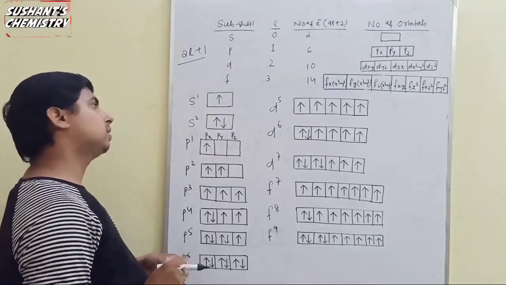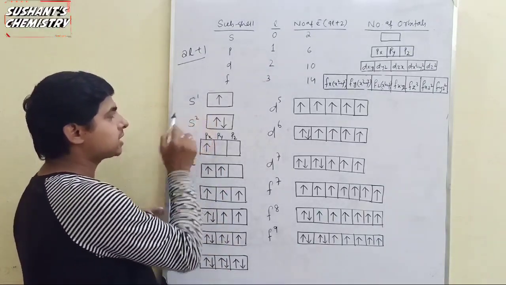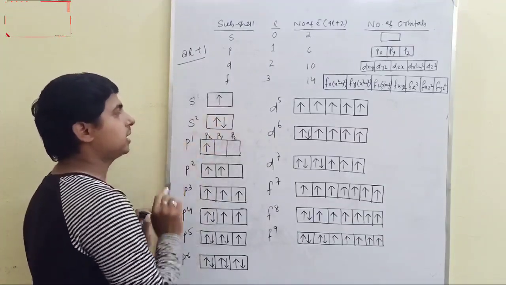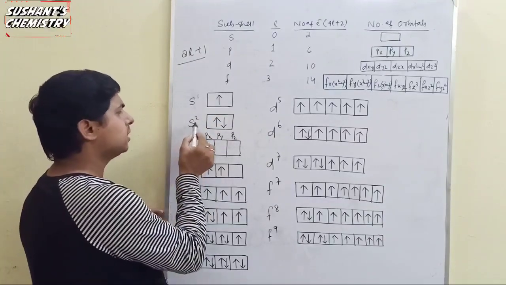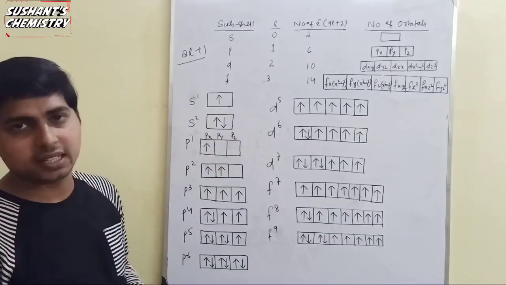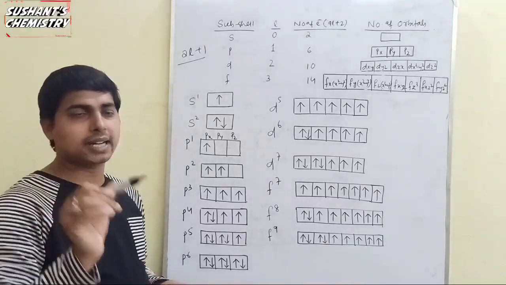By applying Hund's rule to s orbitals, here s1 means the s subshell contains 1 electron. This 1 electron occupies this orbital only. Similarly, the second electron can occupy in this manner. That means in the s orbital, the pairing takes place after the addition of the second electron.